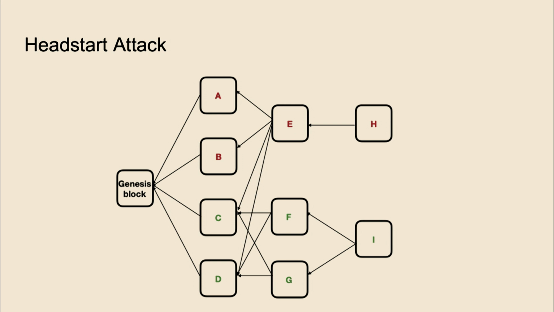This is because the adversary can leverage some honest blocks mined in the first epoch as a head start. So this gives an unfair advantage to the attacker.